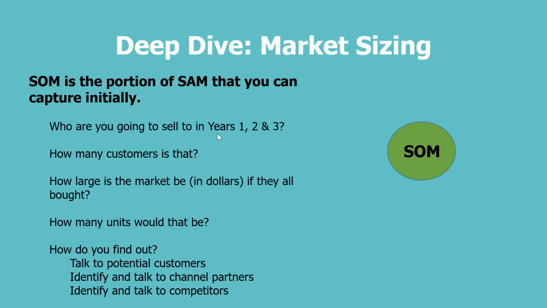Who are you going to sell to in years 1, 2, and 3? How many customers is that? How large in dollars would that be? And again, this is where you can also start. I said talking to potential customers is how you can find out, but you can also start talking to channel partners or competitors. A lot of founders are nervous to talk to their competition. Now, if you've got some sort of novel IP, intellectual property, involved in your products, then you do need to talk to a legal expert about filing patents. That's absolutely true. But there is no reason you should be afraid to talk to competitors about the market.